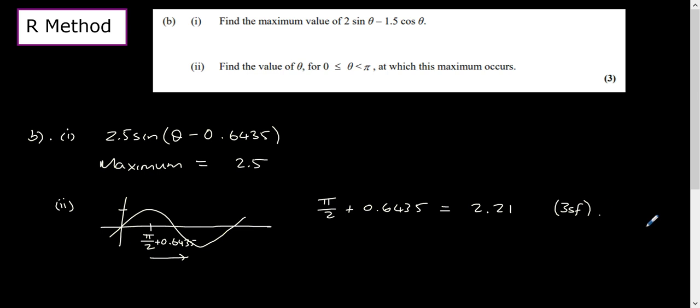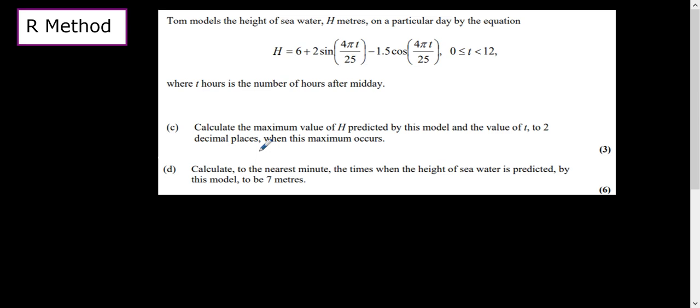So this is where your understanding of the graph is massively important. If you know that graph, then this question is not going to cause you any problem whatsoever. So now we get into the hardest part of the question, I would say. Tom has modeled the height of seawater in H meters by this equation. Now, don't look at this equation and think, what on earth is going on? Look at this equation and think, how does it compare to my equation? Because that's what they're asking you to do.